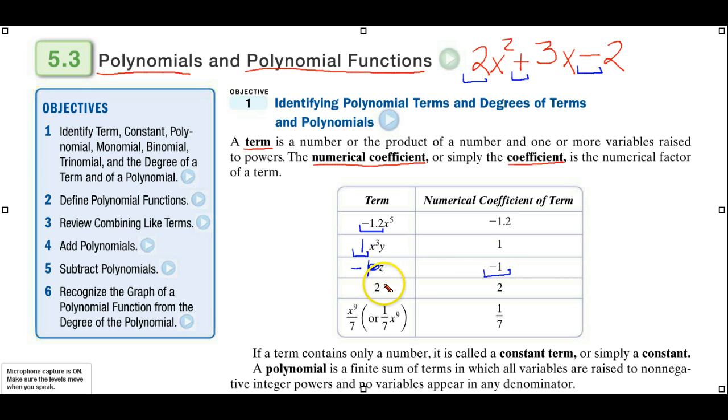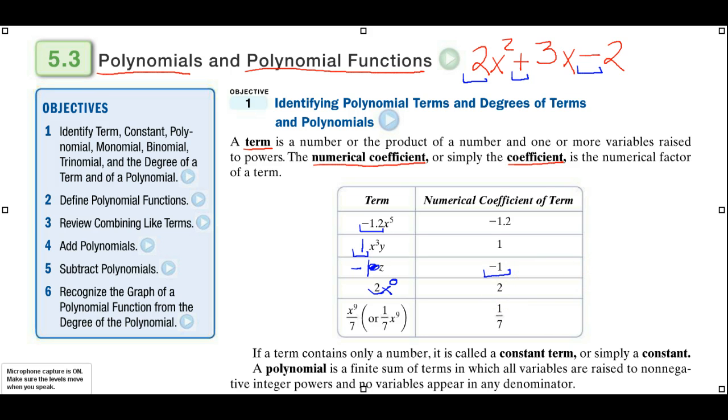Now, when there is no variable, you could think of that as being x to the 0 power, right? That would be a variable, but it only has the value of 1. So the numerical coefficient of a term all by itself would be just the number 2.